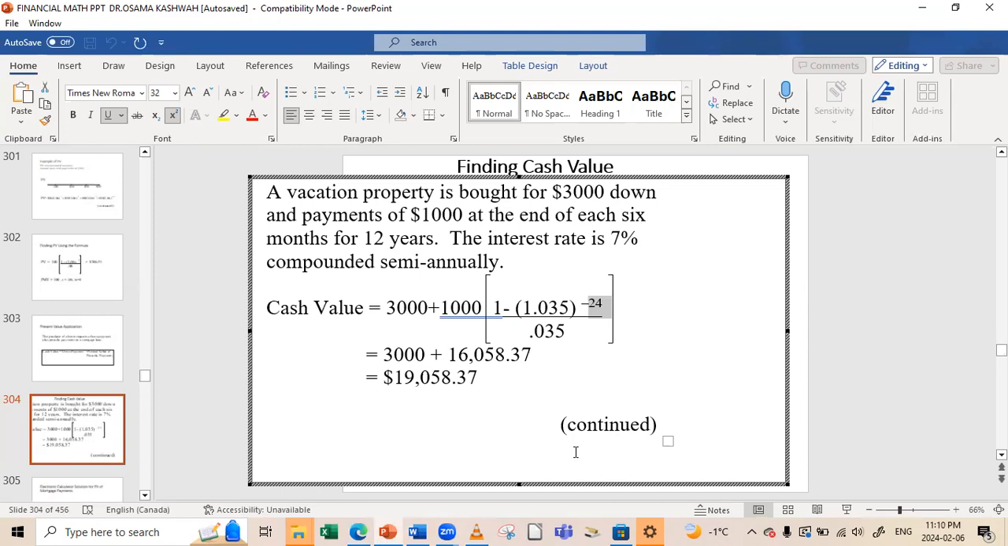So now we will get the cash, or the present value, which will equal 3000 plus 1000 multiplied by 1 minus (1 plus the interest rate) to the power of minus 24, which is the N, the number of installments for the mortgage, divided again by 0.035. So here this 3000 plus this amount. So all this amount right now equals $19,058.37.